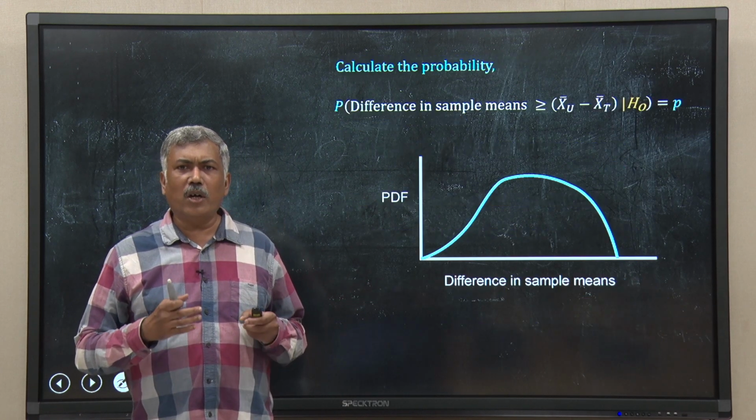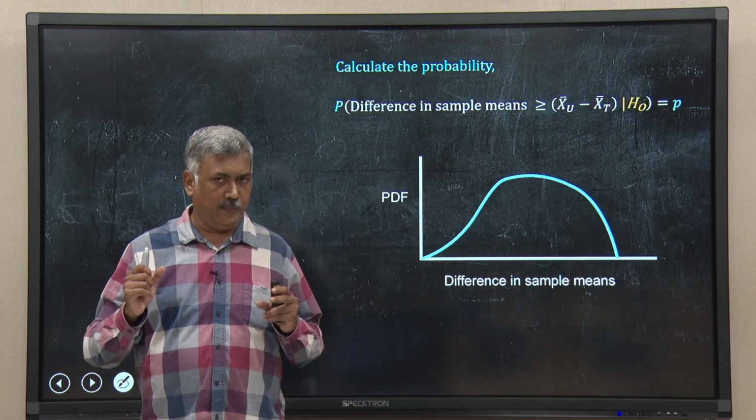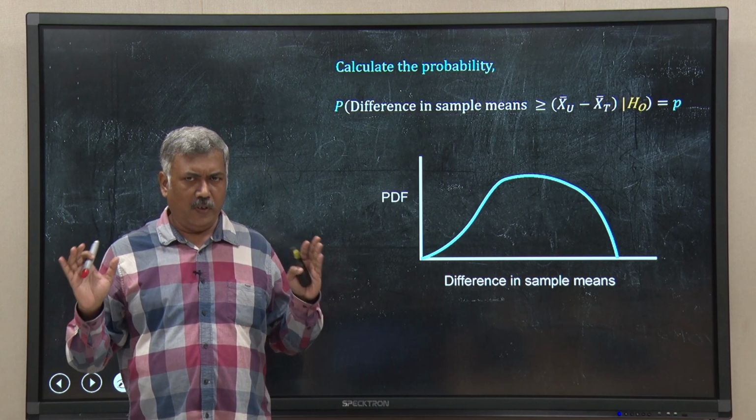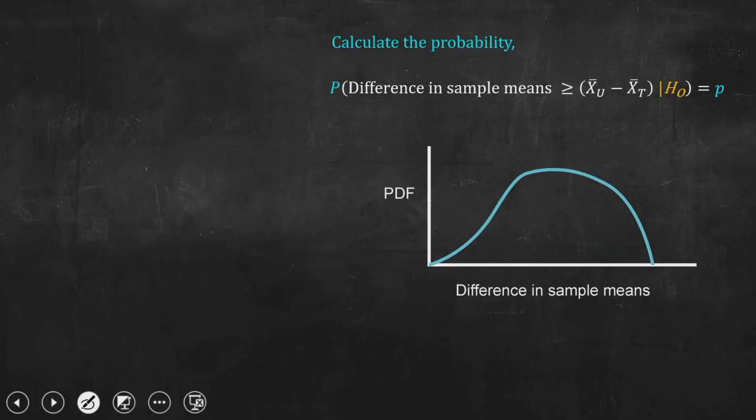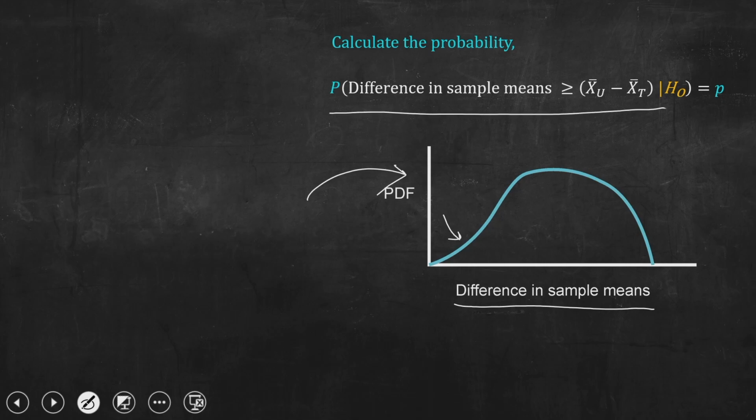So, we need some sort of probability density function. Suppose, for the time being, we assume we know that. This blue shape is the PDF given to me, and on the horizontal axis I have the difference in sample means. Now I have to calculate this probability. How should I calculate it?